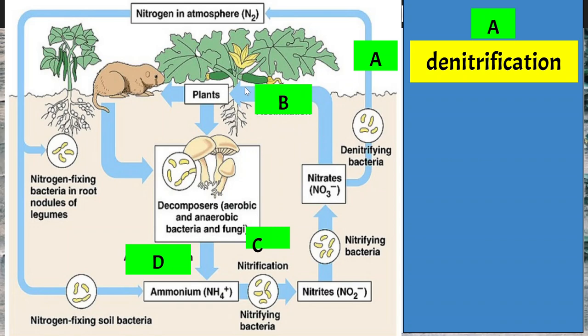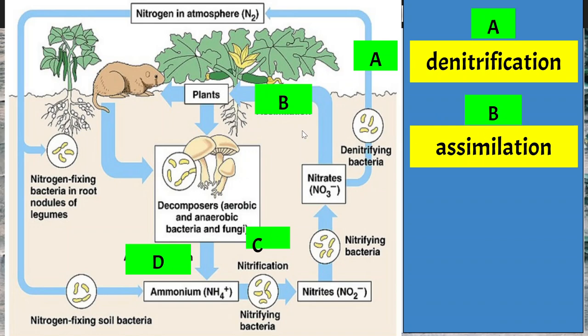Then when I look at B, if I follow this blue arrow it's going from nitrates to the plant's roots. So what's going to happen there? The roots of the plant are assimilating. That whole plant is assimilating the nitrates. So that's called assimilation. And when I look at C here, I am going from ammonium to nitrites. That's called nitrification. I'm turning something into a nitrogen compound that is not nitrogen gas, right? A nitrogen compound. And that's called nitrification.